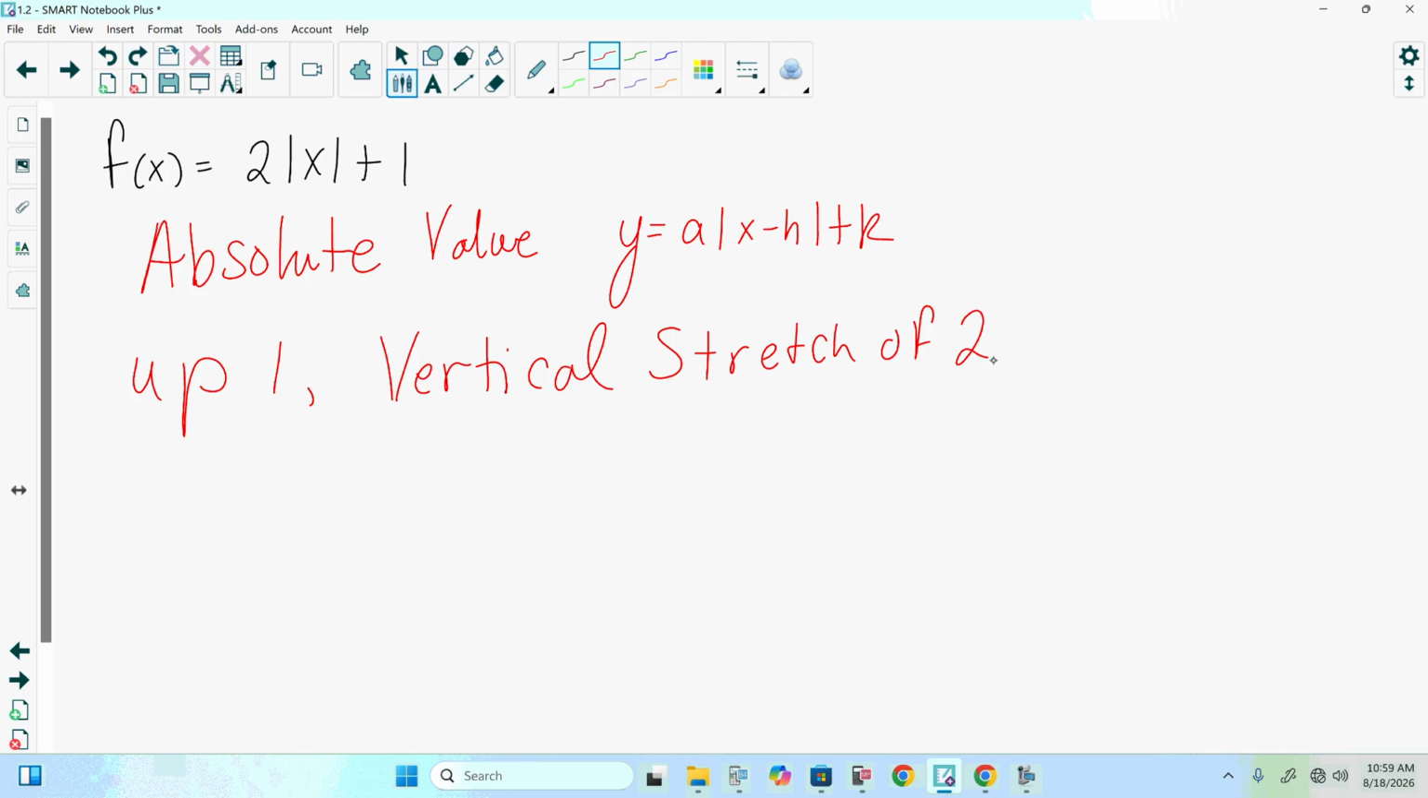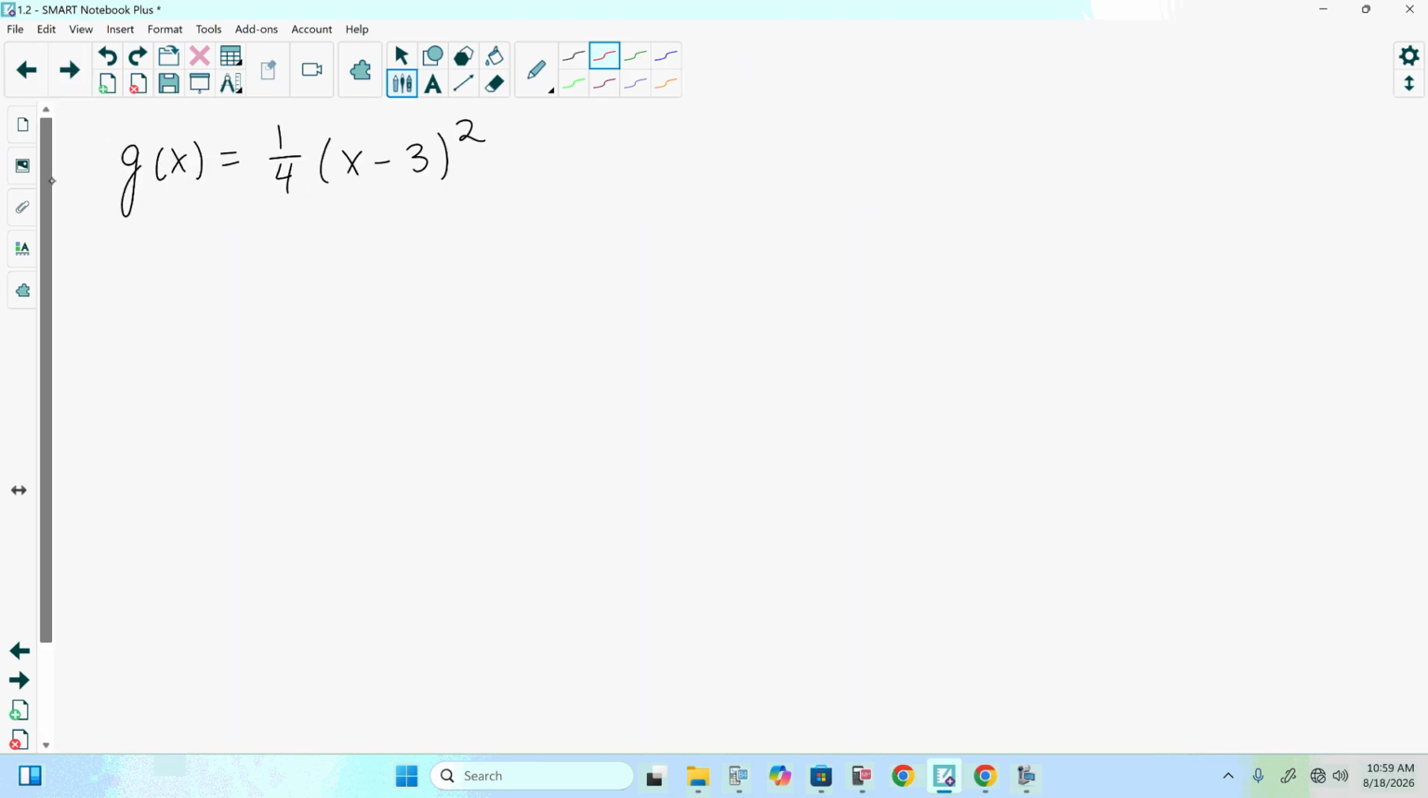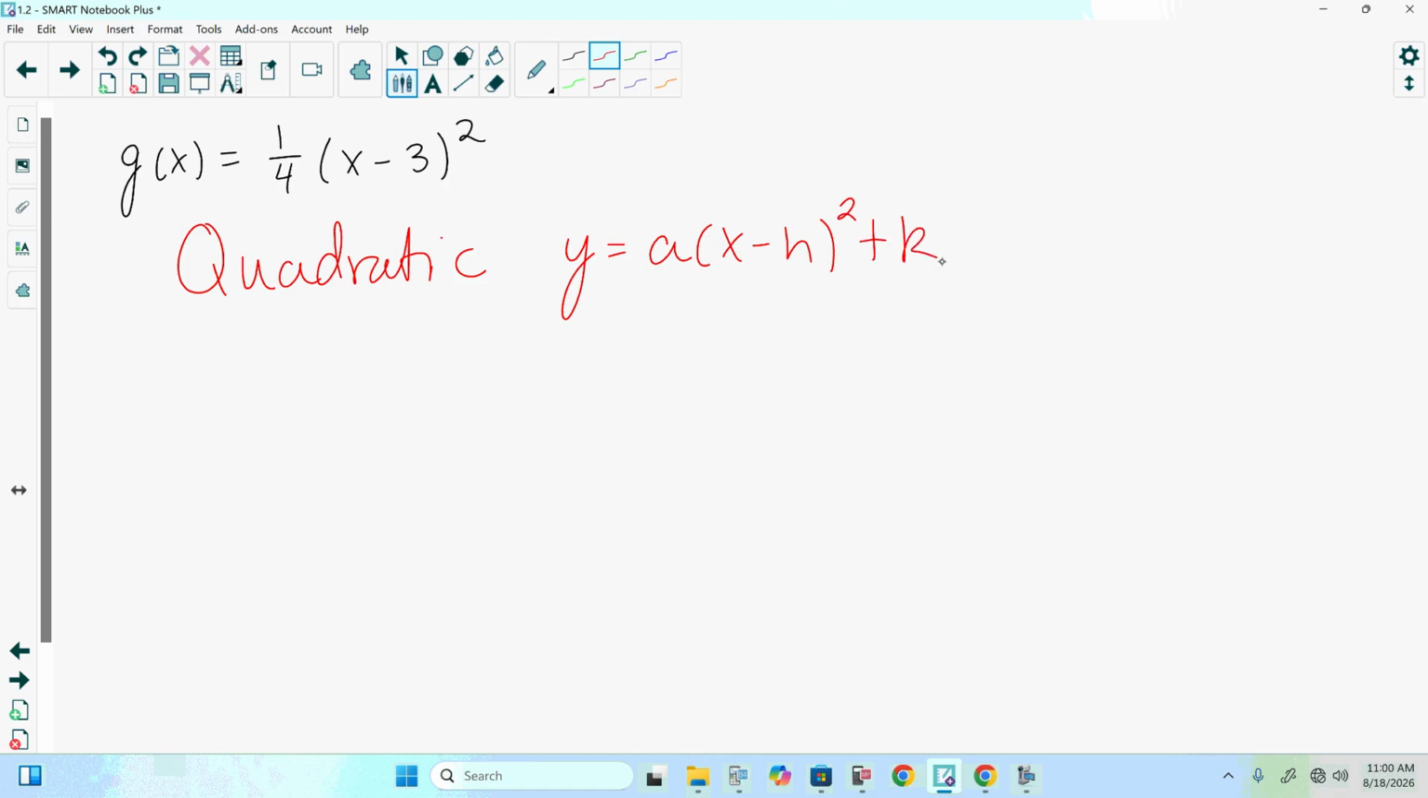Are you ready for the next one? G of x equals 1/4 times x minus 3 squared. What's the parent? It is a quadratic. So looking at this one here, do we have a value for k, movement up or down? No, there's nothing added to the outside or subtracted from the outside of it.